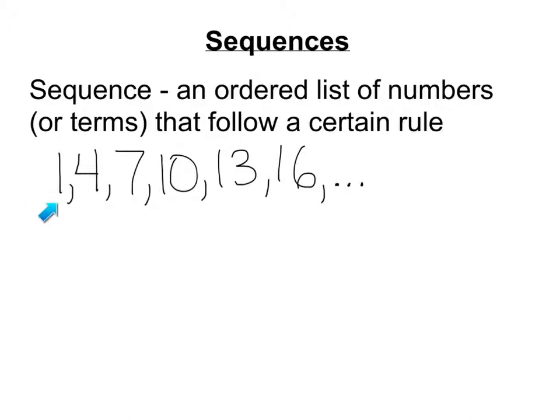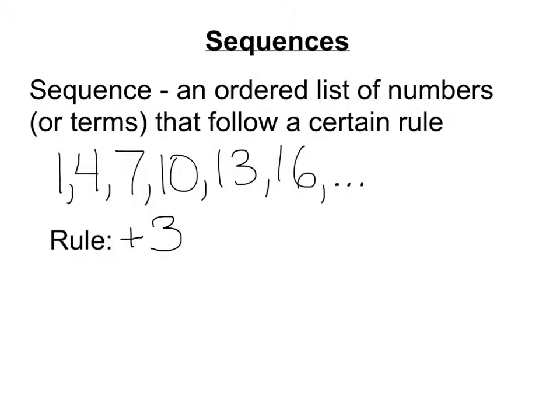In order to go from 1 to 4, we would have to add 3. From 4 to 7, add 3. 7 to 10, add 3. 10 to 13, add 3. 13 to 16, add 3. So the rule here would be add 3.